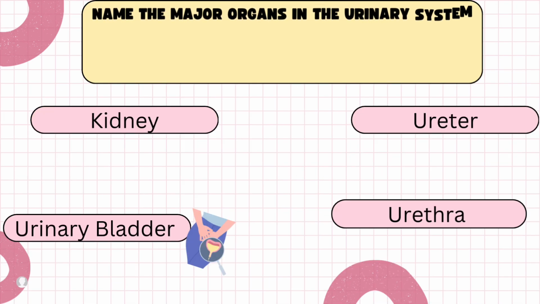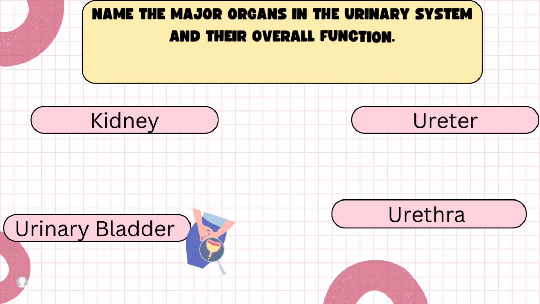All right, so what are the major organs in the urinary system and their overall function? Some of the major organs in the urinary system consist of the kidney, which produces urine; the ureter, which transports urine toward the urinary bladder; the urinary bladder, which temporarily stores urine before urination; and then the urethra, which conducts urine to the exterior, and in males it also transports semen.